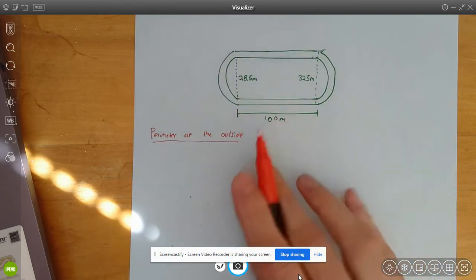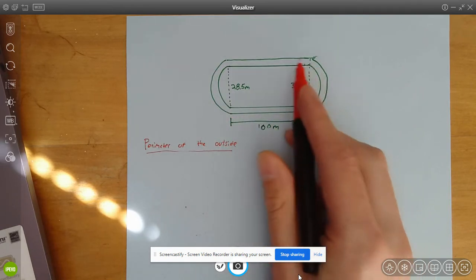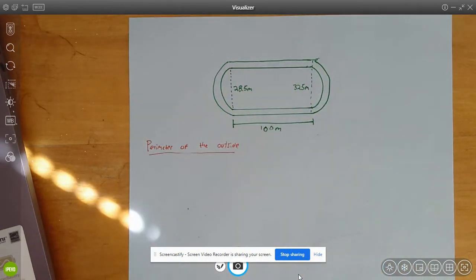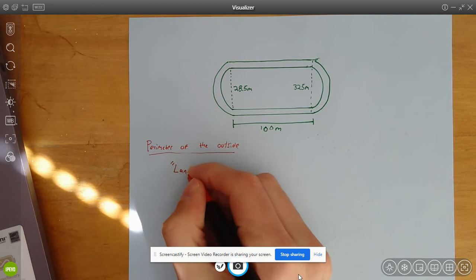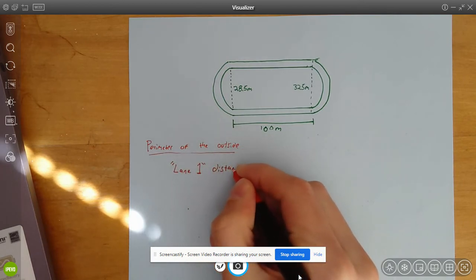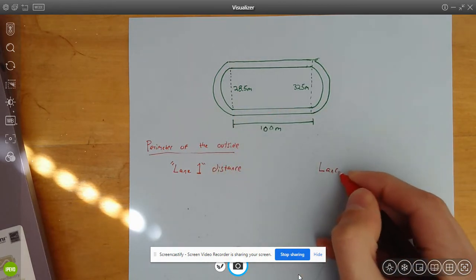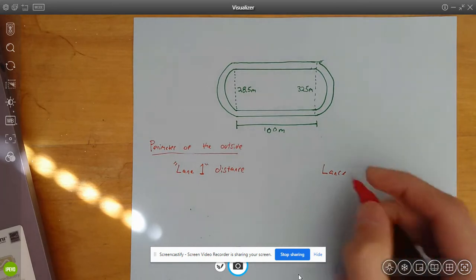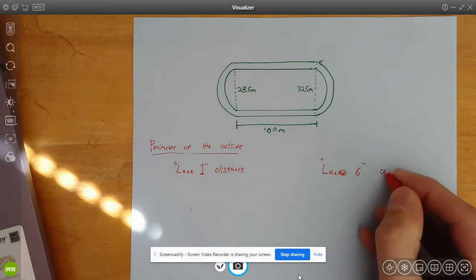Or I don't know if it means running around the outside, like running along the farthest lane, which sometimes would be lane 6, depending on how big the track is. That's going to be a longer distance, right? So why don't we actually just do both? Because I'm not sure what the question is asking. So we're going to find the lane 1 distance. If I hug the rail or the inside of the track, how far do I run? Or if I go around the full outside of the track, how would I go? We're going to call that our lane 6 distance if it's a 6-lane track.